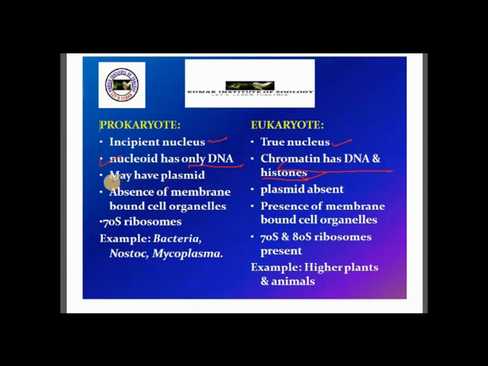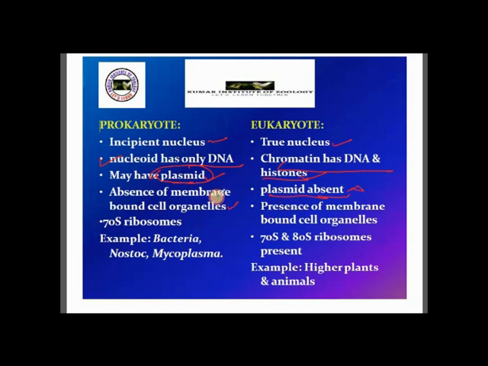And prokaryotes may have plasmids, and absence of membrane bound cell organelles. So cell organelles are absent in the prokaryotes, and plasmids, circular double-stranded self-replicating molecules are called plasmids, also present in the prokaryotes. But these types of plasmids are absent in the eukaryotes. So the major category is plasmids are present and plasmids are absent.